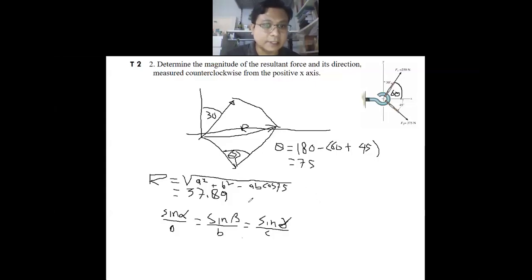R, sorry, R is not 70. Let's do it again. R is 300 something here, 3.2 Newton.